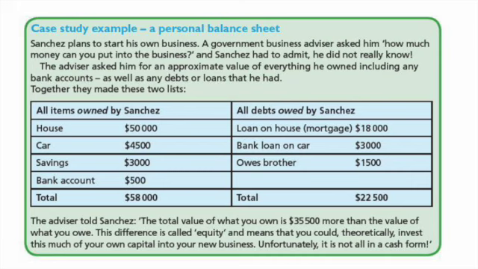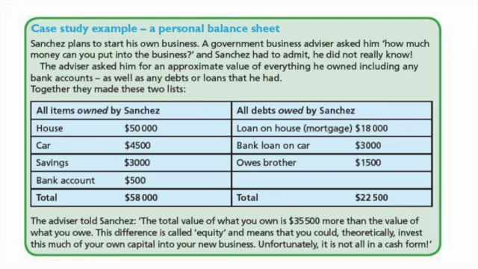Then on the right side, Sanchez wrote down all the debts that he basically owed to somebody. So he still has a loan on the house, a mortgage, worth $18,000. He took a bank loan on the car worth $3,000. He also owes his brother $1,500. And therefore, the total sum of the things that he owes to someone and needs to pay back is $22,500.